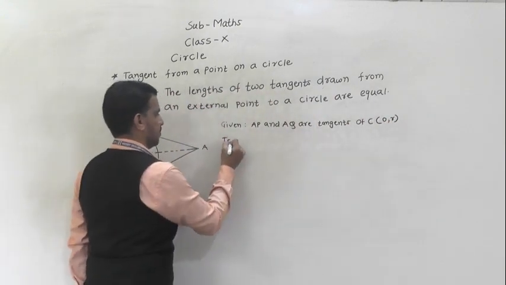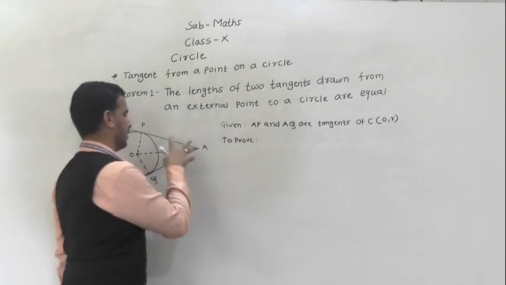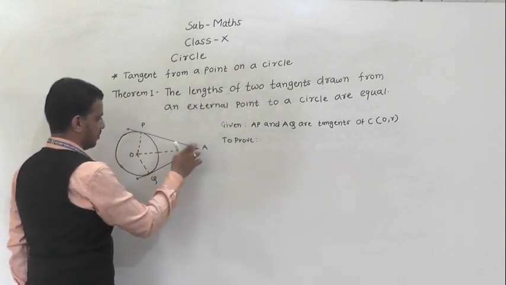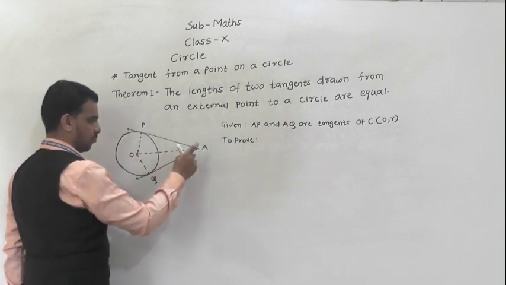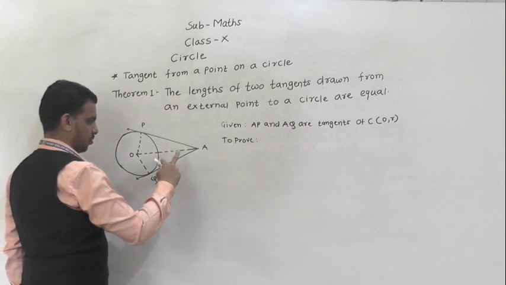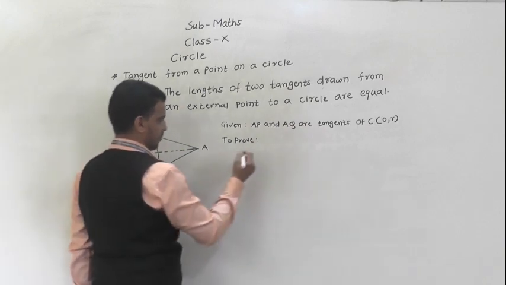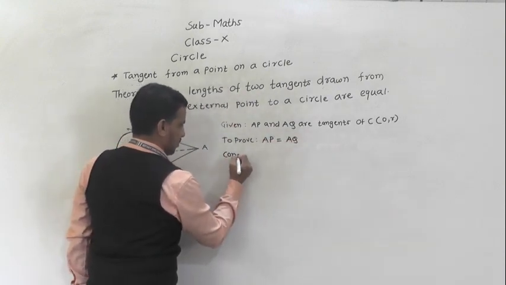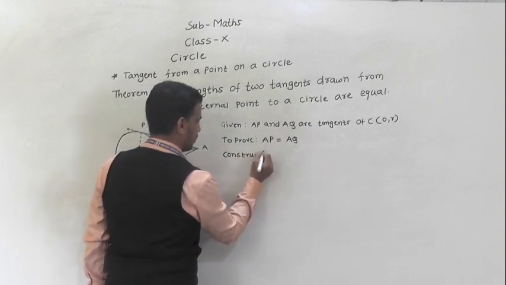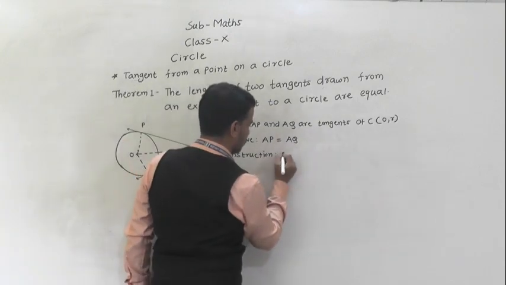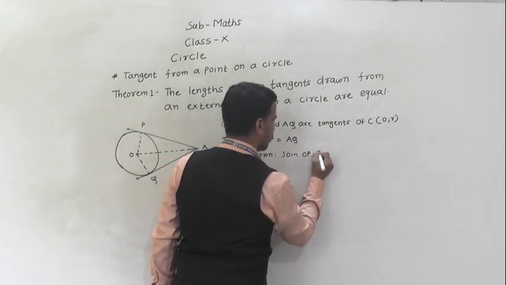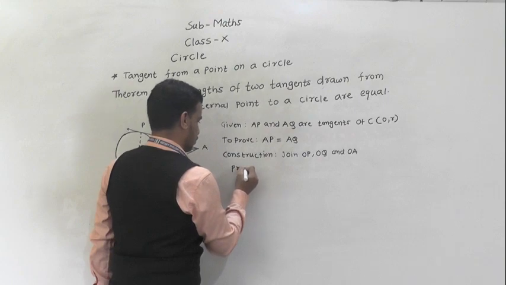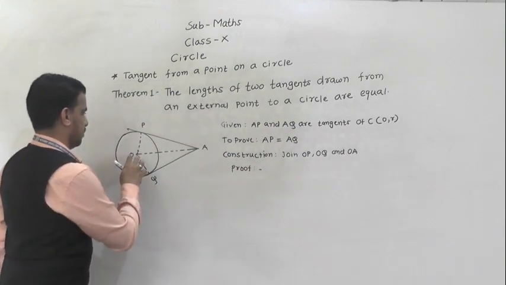Now what we have to prove is that AP and AQ are equal. The lengths of the two tangents drawn from an external point A to the circle are equal. So we have to show that AP is equal to AQ. For this we did the construction, that is, join OP, OQ and OA.